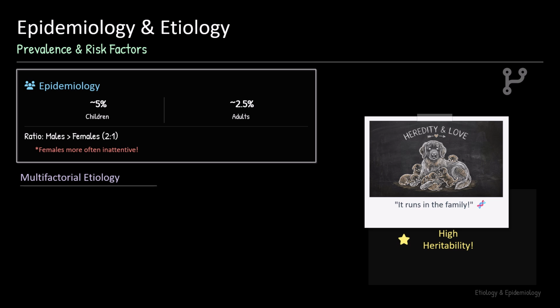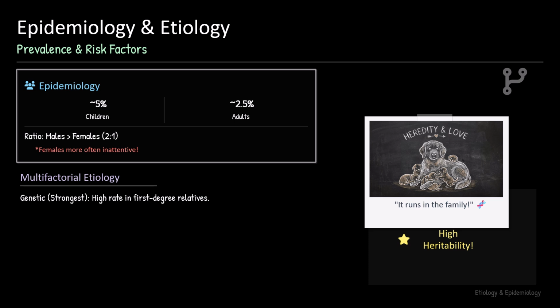Now, it does have a multifactorial etiology, with genetics being the strongest component. If someone has a first-degree relative, such as a mom or dad, that has ADHD, they are much more likely to have ADHD.